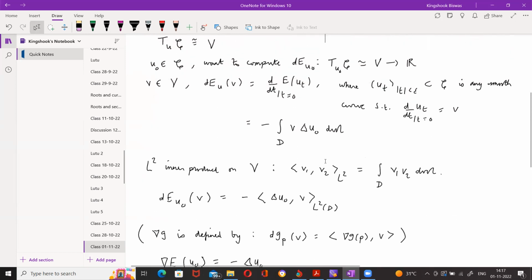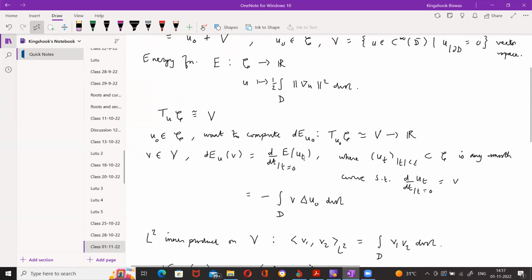See this computation with the curve u_t here, this is any arbitrary curve whose tangent vector is equal to v. That's all. It's just a curve whose tangent vector is equal to v. Then you do this computation, you get this derivative is equal to minus this integral of v times the Laplacian. Now this is true for any tangent vector v, right?